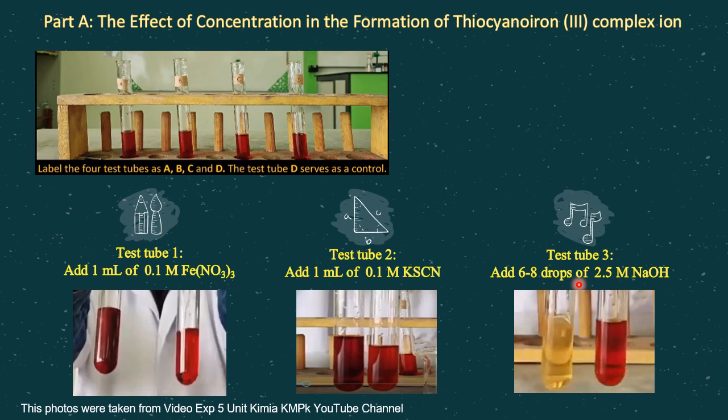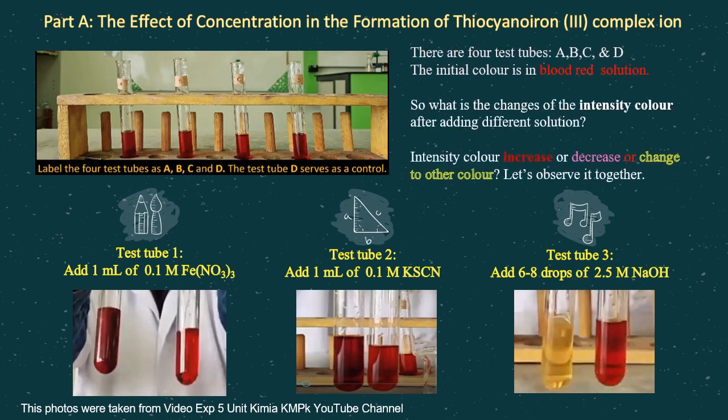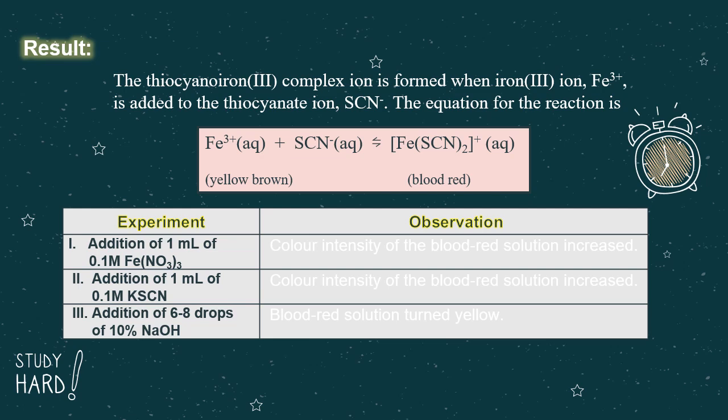So now, please observe the differences or the changes of the intensity of the color after adding different solutions. Initially, the color is a red solution. Now, what happened? The intensity of the color increases or decreases, or changes to another color. You can jot down the observation. There are 3 results: Test 1, Test 2, and Test 3. You have to compare the color of the observation with test tube D, which serves as a control.